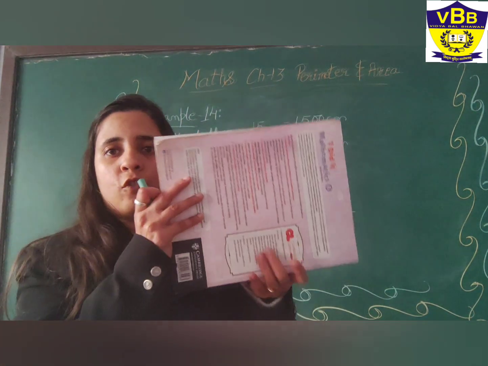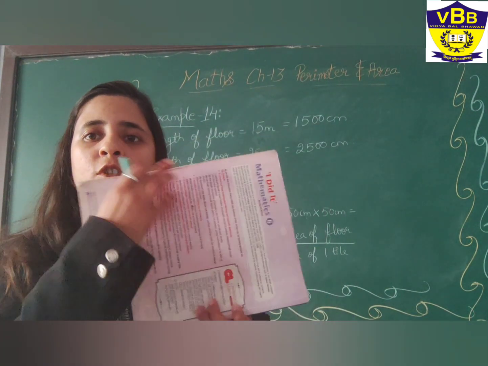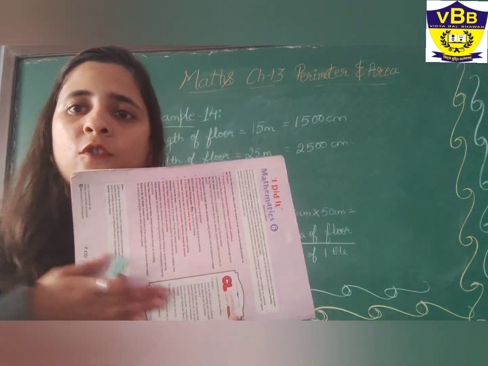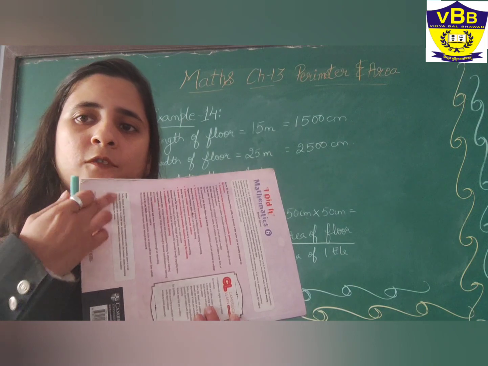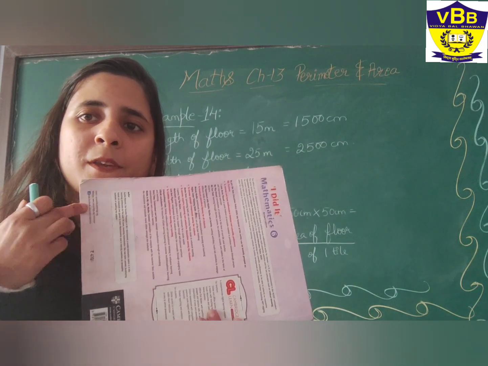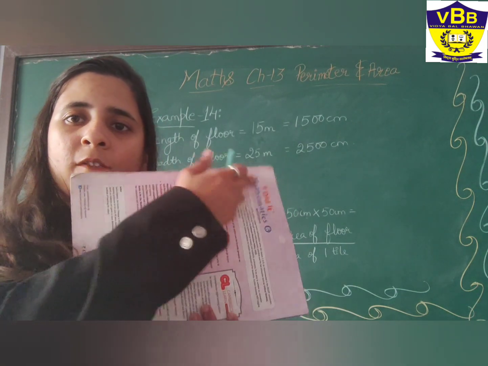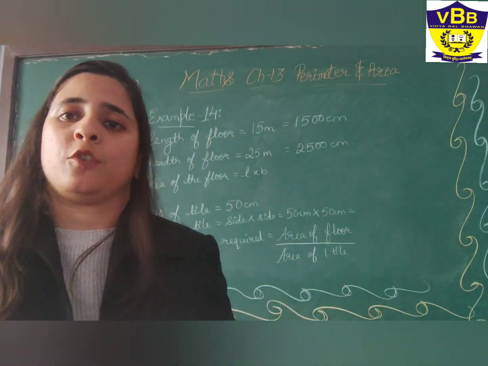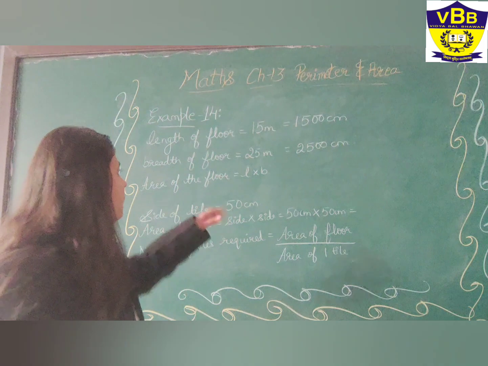If this is your floor, so one tile is given to you. We have to put the tiles on the whole floor. One tile will come here. So 1, 2, 3, whatever the number of tiles are required to put all over the floor, you need to find. So that means we need to find the area.